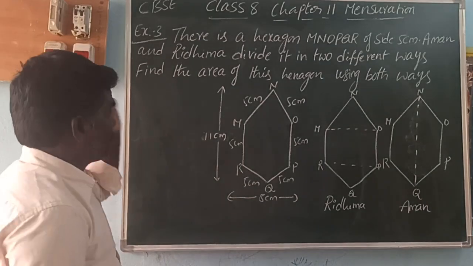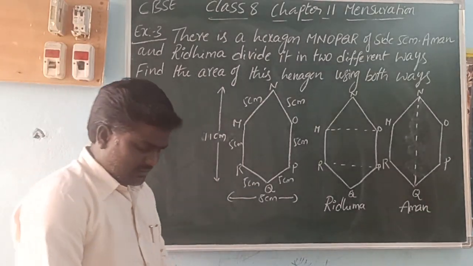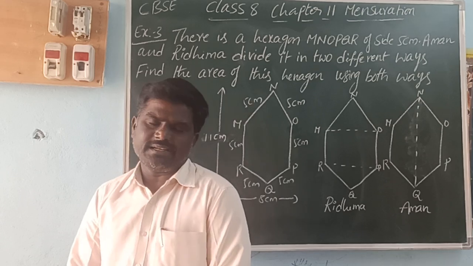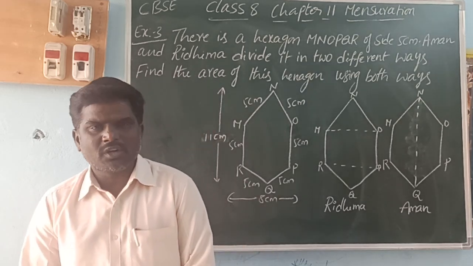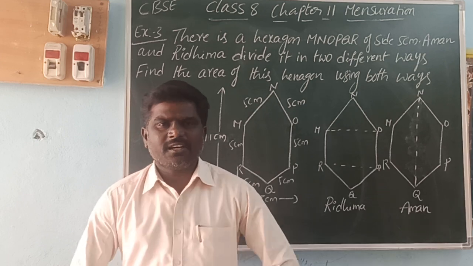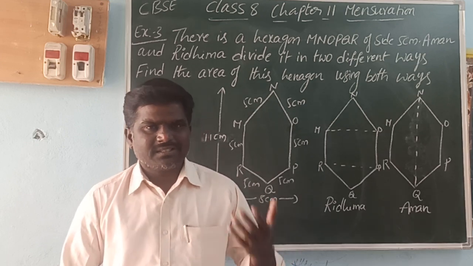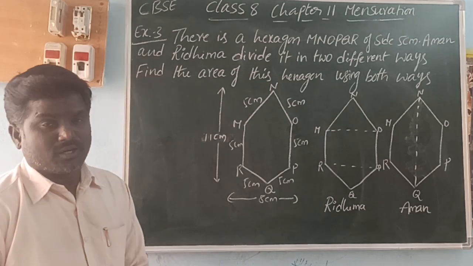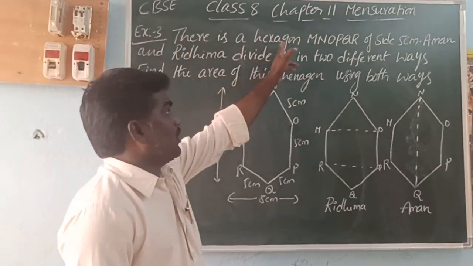Next, example 3. There is a hexagon. Hexagon means what? A regular polygon having 6 sides. So what is called a regular polygon? All sides and all angles are equal. It is called a regular polygon. So in a regular hexagon, 6 sides are equal. There is a hexagon.